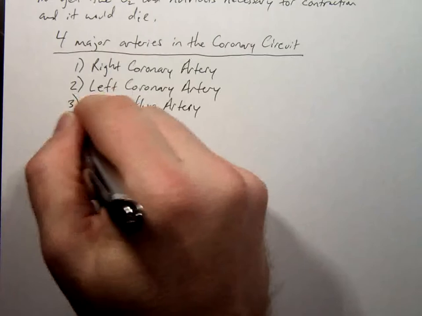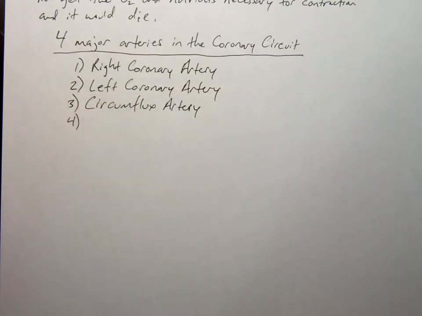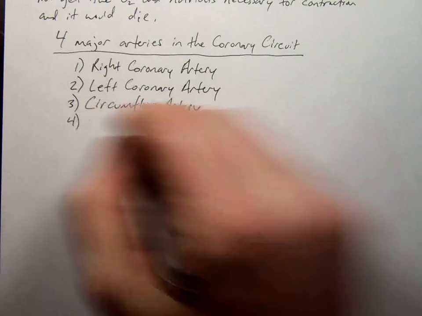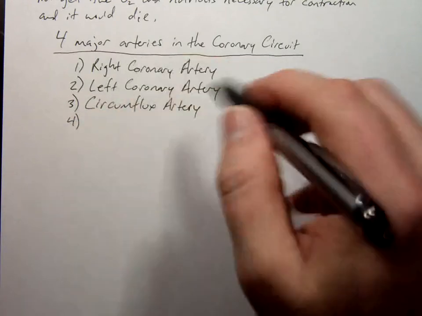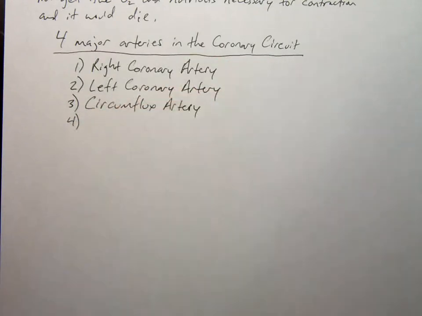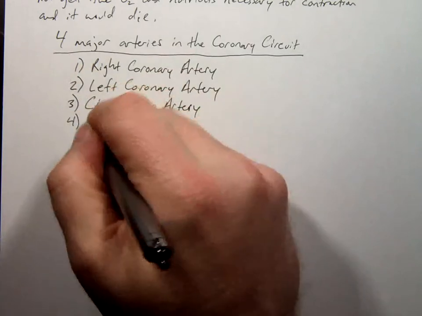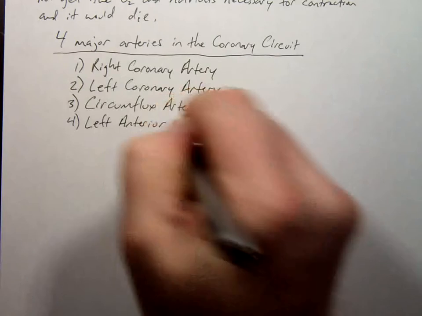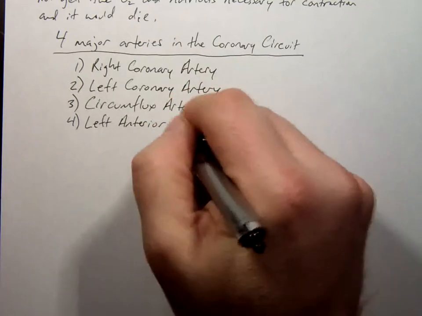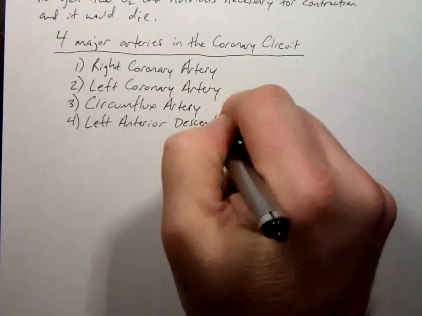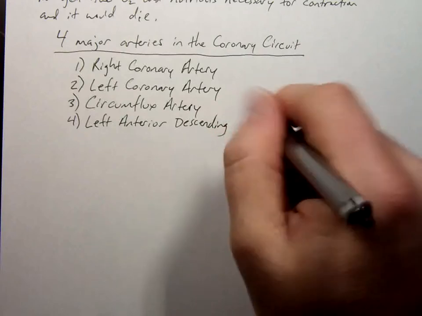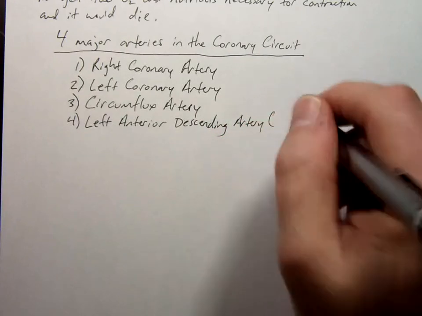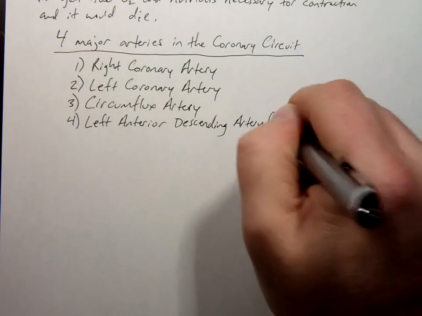And finally, the last one is called the left anterior descending. It's kind of weird. They're like simple, simple, simple, and then really detailed, complicated. Left anterior descending artery. This one gets an initial, the LAD.